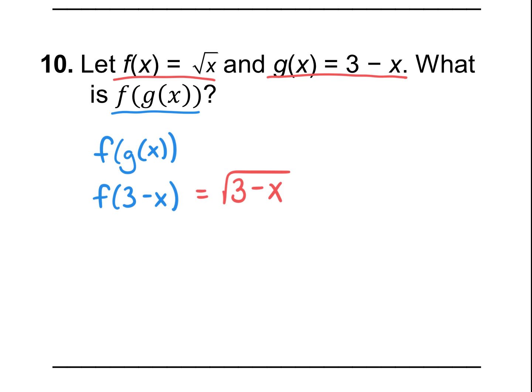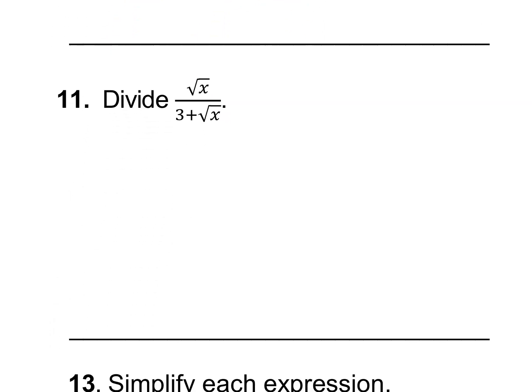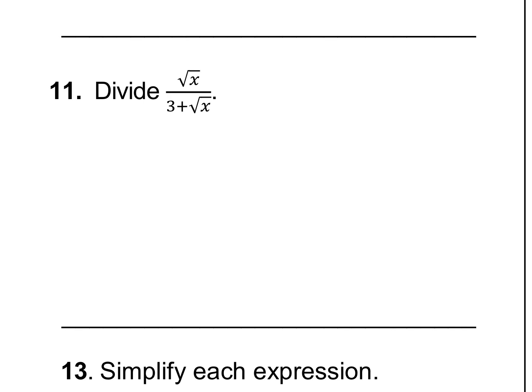It replaces it. Now, normally we see if we can simplify. Can I simplify this at all? Nope. So this is my answer. That's my composition. Number 11, we are dividing. What is the main issue with what we have right now?